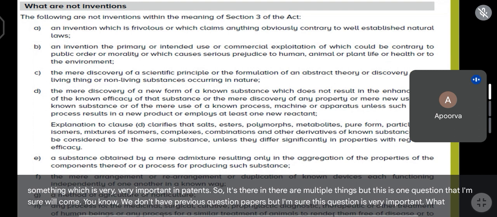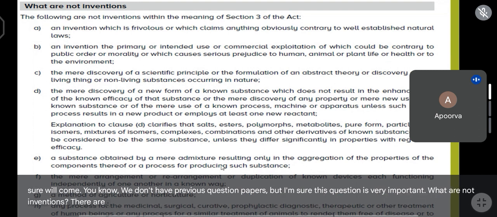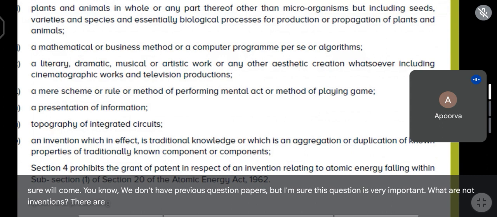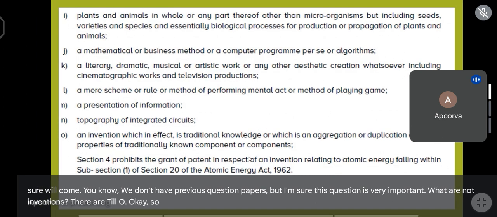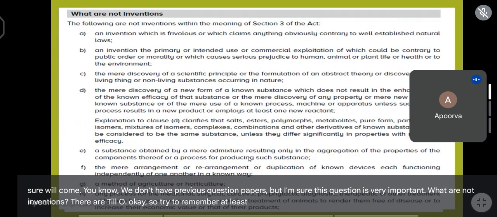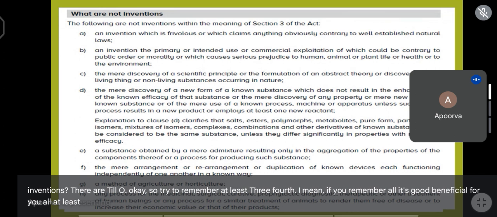Now, what are not inventions? There are items till O. Okay, so try to remember at least 3/4. If you remember all, it's good, beneficial for you all. At least 3/4 you have to remember.